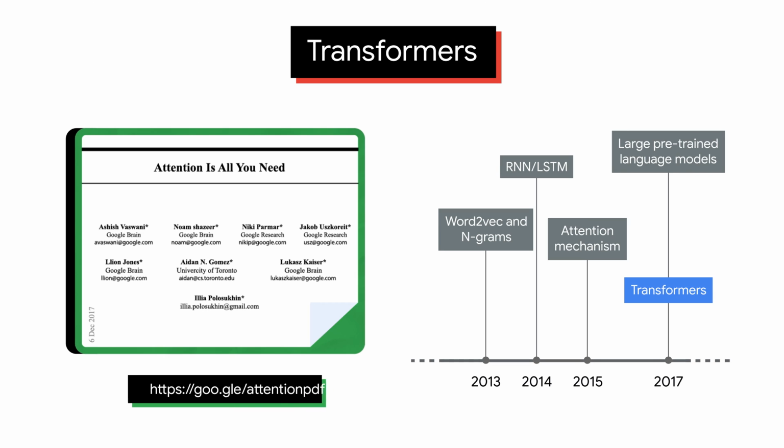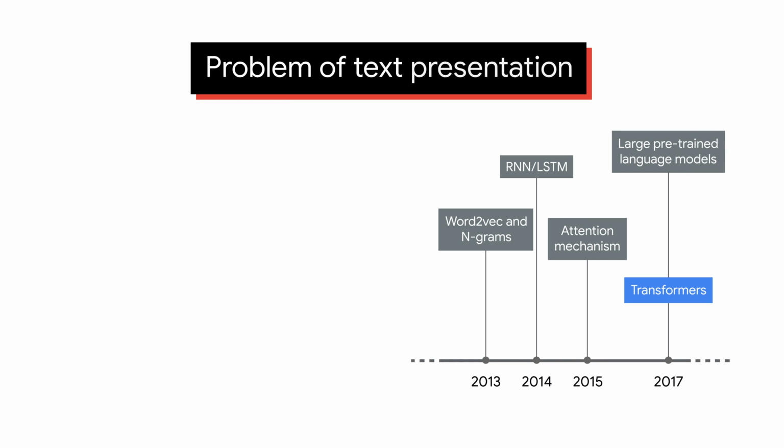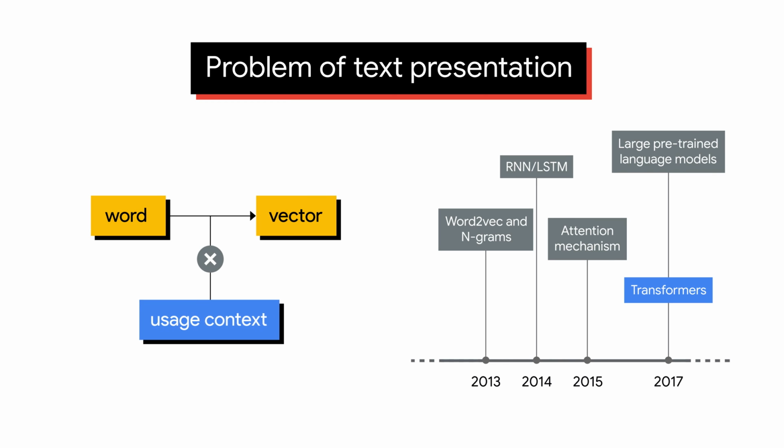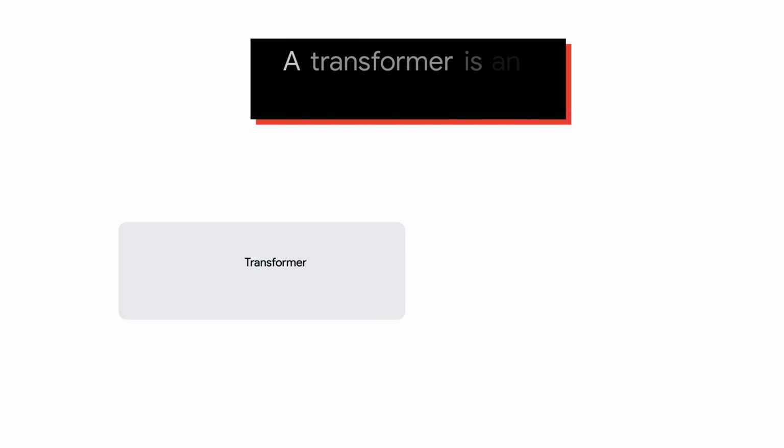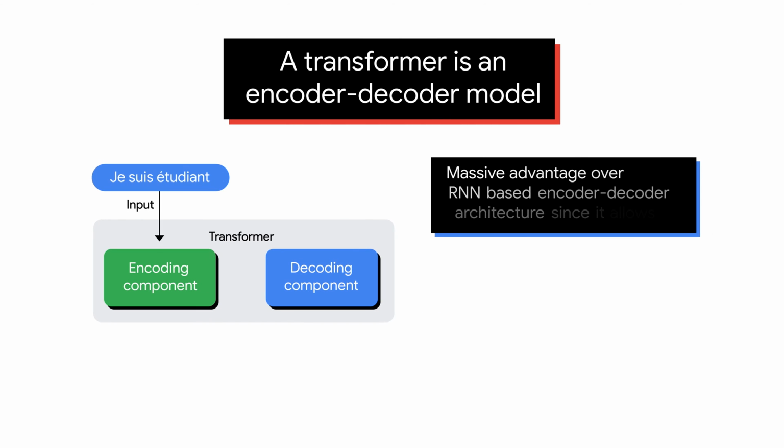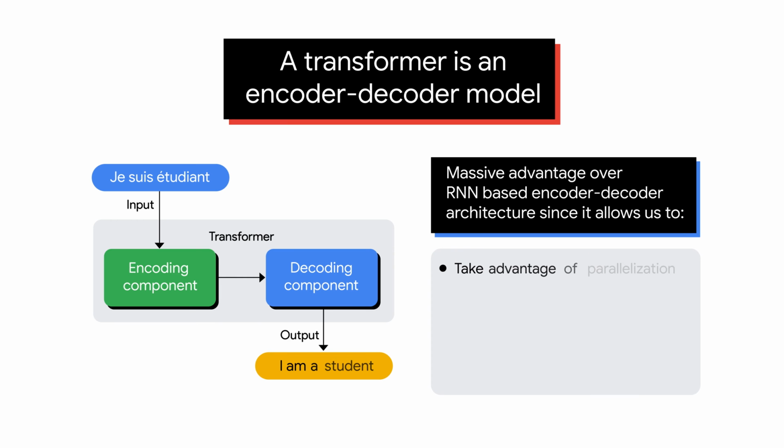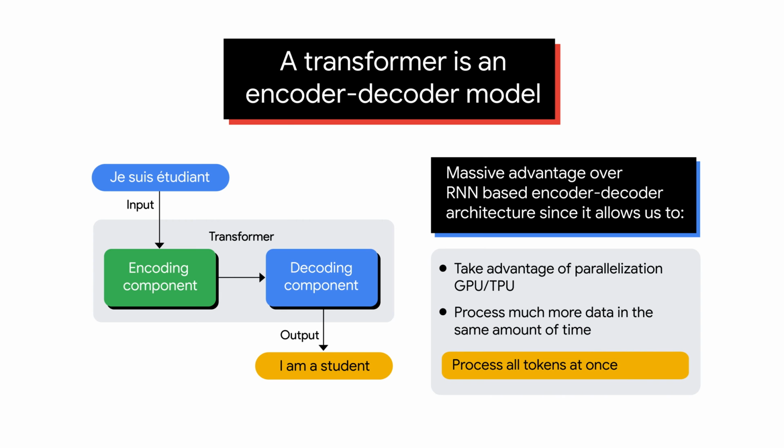Transformers is based on a 2017 paper named Attention is All You Need. Although all the models before transformers were able to represent words as vectors, these vectors did not contain the context, and the usage of a word changes based on the context. For example, bank and riverbank versus bank and bank robber might have the same vector representation before attention mechanisms came about. A transformer is an encoder-decoder model that uses the attention mechanism. It can take advantage of parallelization and also process a large amount of data at the same time.